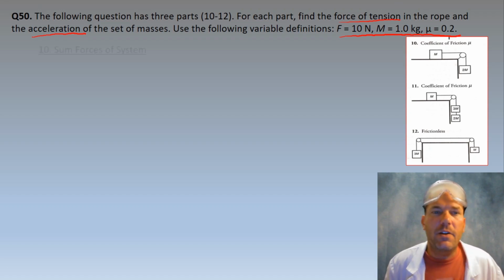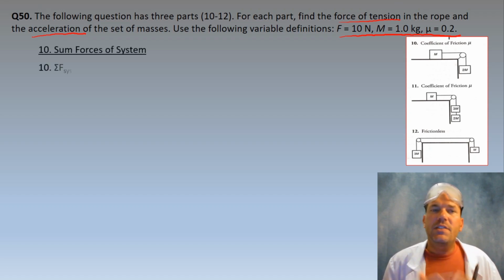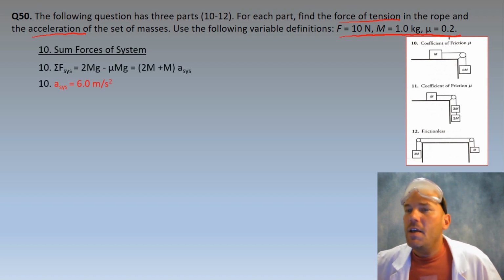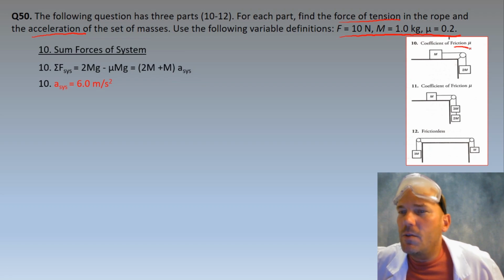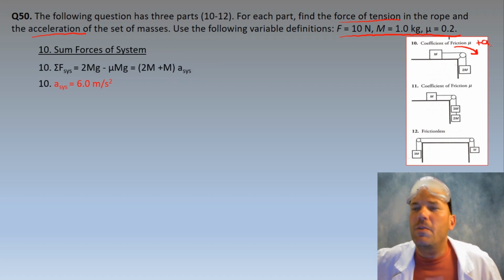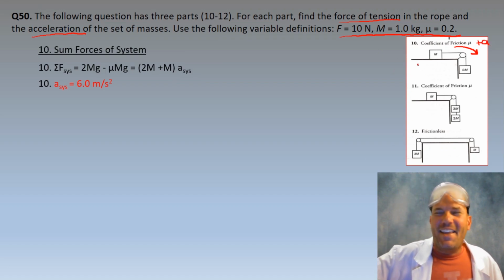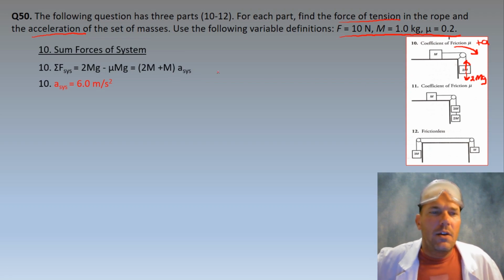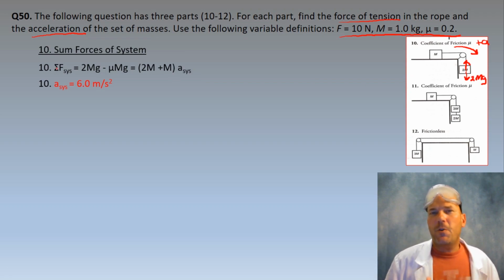Let's start with scenario 10. We're going to sum the forces for the system, and the object is going to accelerate. In fact, all of them will have the same direction of acceleration, and the net driving force on this system will be the 2mg, or the force of gravity.